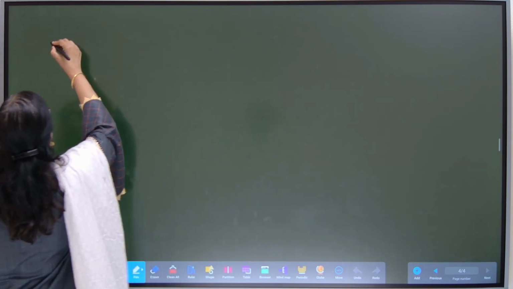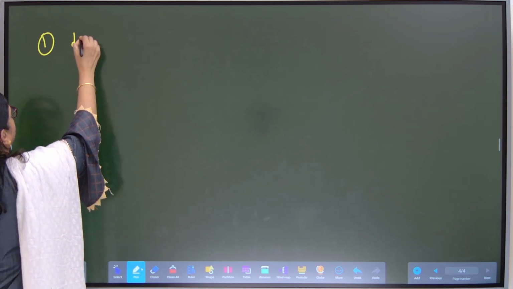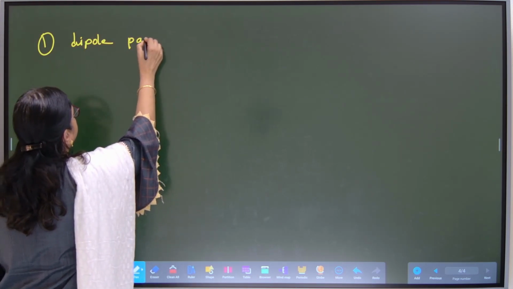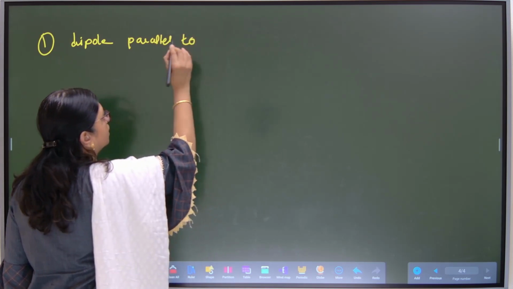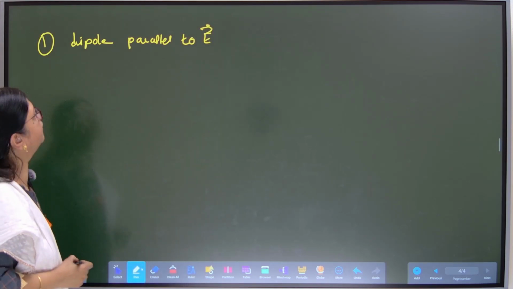the case 1 in which we are placing a dipole parallel to the non-uniform external electric field.